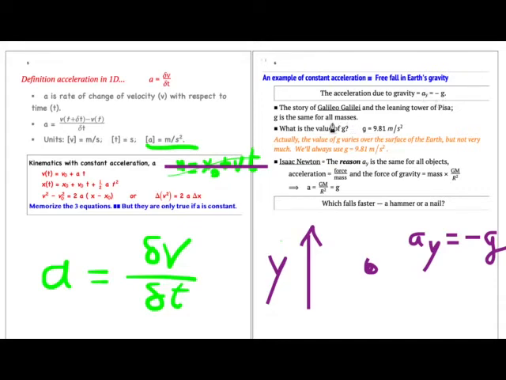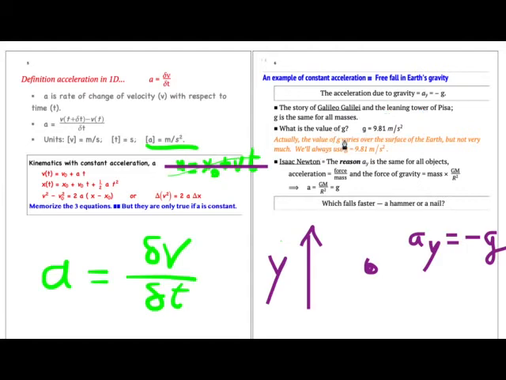It's g. And what's the value of g? G is 9.81 meters per second squared. Remember, our standard unit will be meters for distance, seconds for time. So the standard unit of acceleration would be meters per second squared. And the acceleration of all objects on the surface of the Earth due to gravity is 9.81 meters per second squared.